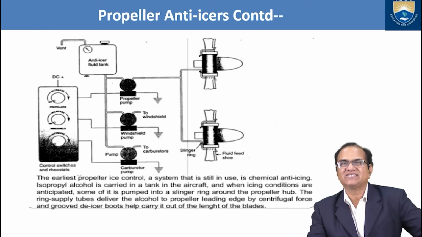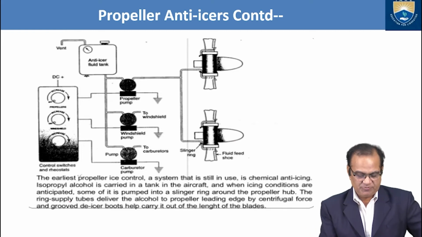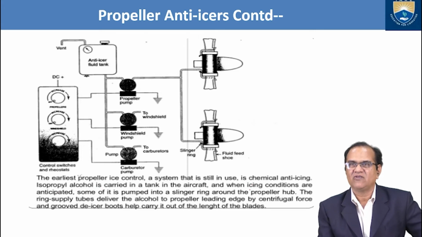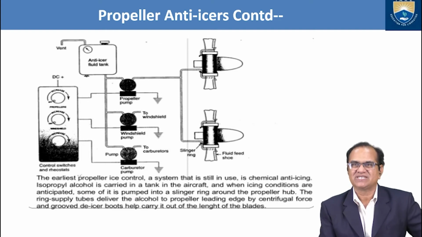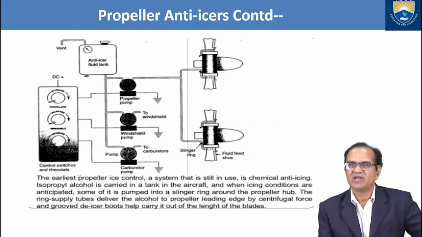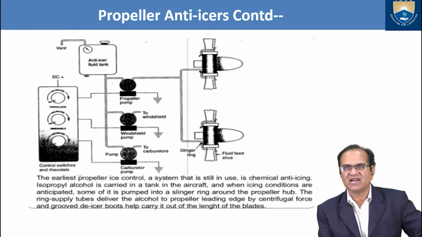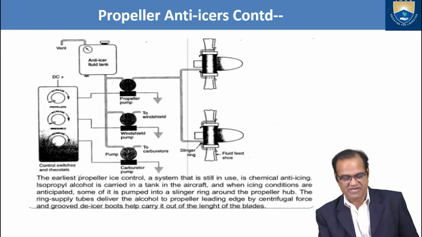Now how is propeller anti-icing done? The earliest propeller ice control, a system that is still in use, is chemical anti-icing. Isopropylene alcohol is carried in a tank in the aircraft, and when icing conditions are anticipated, some of it is pumped into a cylinder ring around the propeller hub. The ring supply tubes deliver the alcohol to the propeller leading edge by centrifugal force, and grooved de-icer boots help carry it out along the length of the blades.